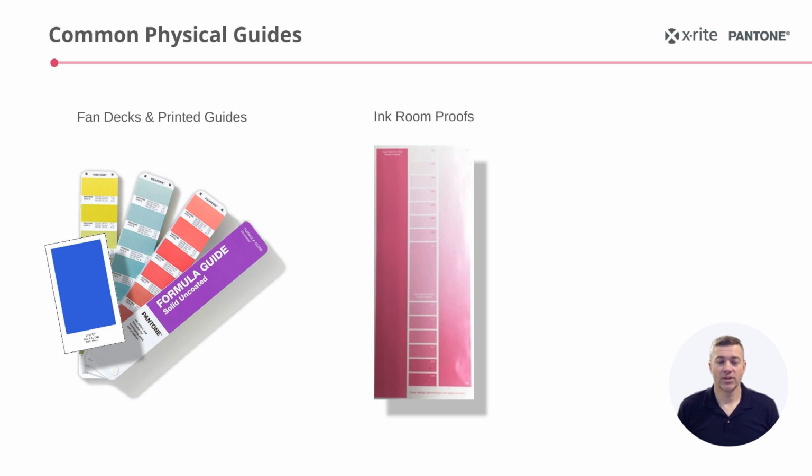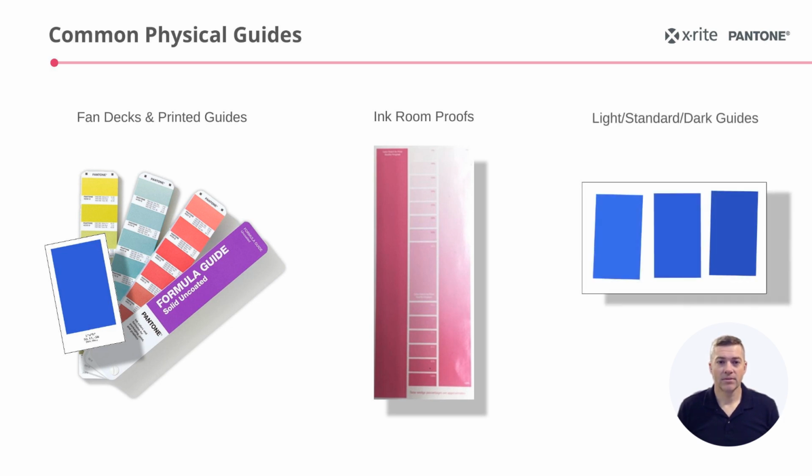Finally, let's consider light standard dark guides. These guides represent acceptable ranges of color lightness, offering flexibility while maintaining brand integrity. They're especially useful for managing the slight variations that naturally occur during production. While these physical tools are useful, they do come with limitations. Let's take a closer look at their challenges and how digital standards can help.